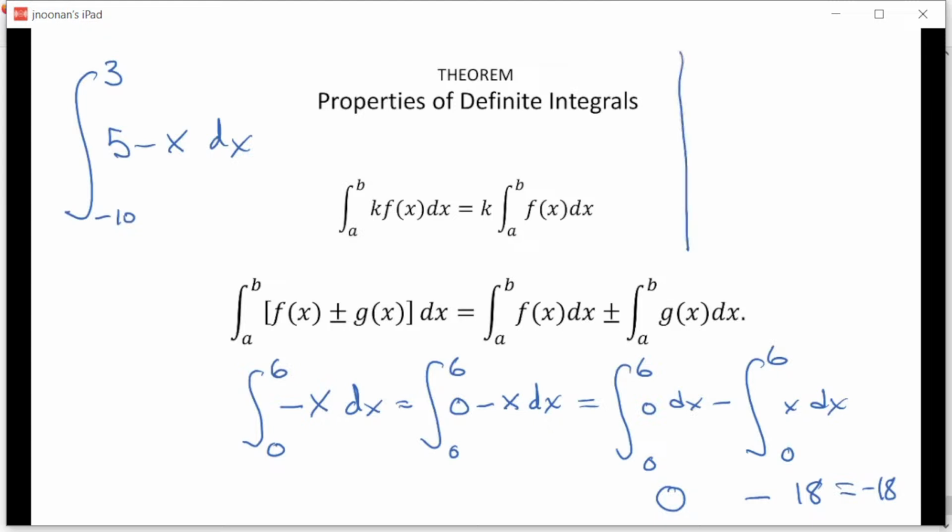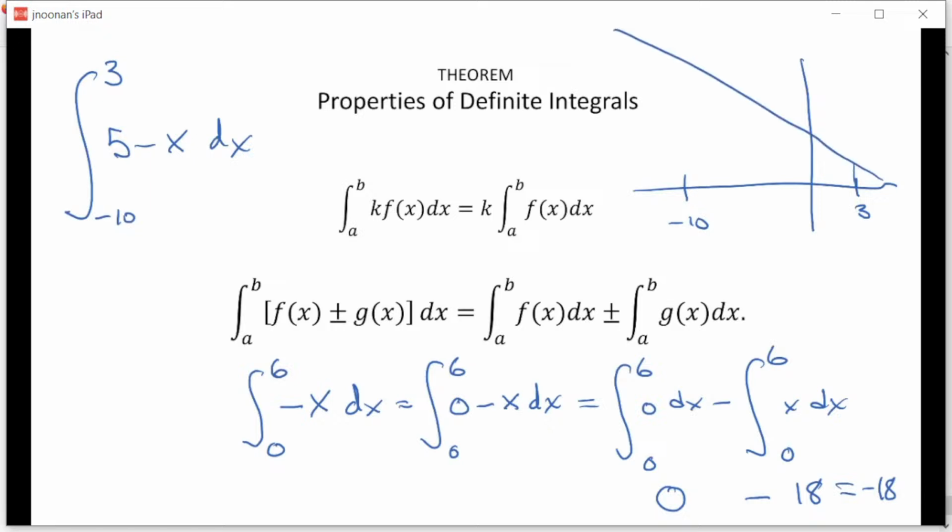Let me sketch this thing so that you know what it looks like. Here's -10, here's 3. This is a line that looks something like this. I'm interested in this trapezoidal area right here. Even though you're dealing with a -10 here, the definition says non-negative functions, not that the x's can't be negative. The function is fine. So we're dealing with this area.